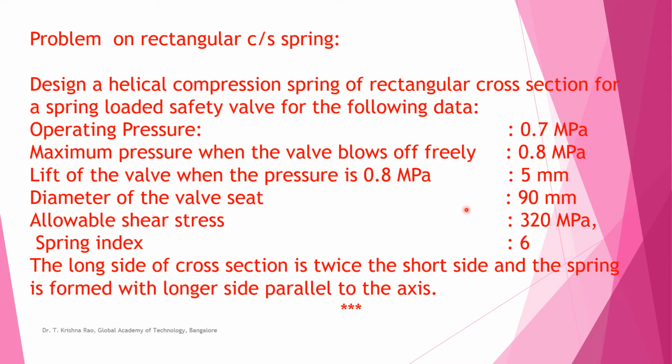Diameter of the valve seat is required for us to find the force. Diameter of the valve seat is 90 mm. Allowable shear stress is 320. Spring index is 6. Please note this: the long side of the cross section is twice the short side. That means the side ratio is 2. Long side by short side is twice. Twice is 2. Which is the long side?